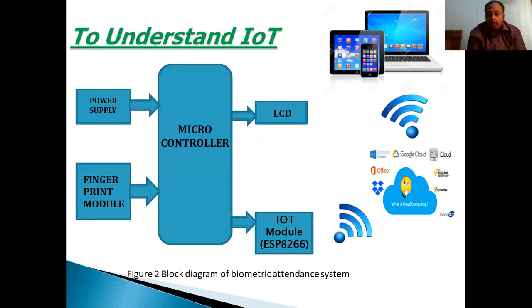One thing, I can use the LAN, an Ethernet wire. With the help of that Ethernet wire, I can connect to the internet. The second option is to connect to the internet with the help of Wi-Fi, wireless fidelity. So with the help of Wi-Fi, I can connect.